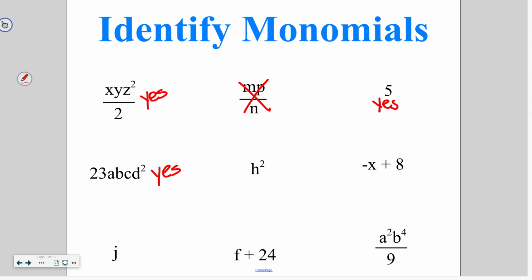The next one, we've just got a variable with a positive exponent, so it's yes. Our next one, we've got addition involved, so we're going to toss that out, not a monomial. Variable by itself is a monomial. Addition tosses it out again, and then we're back to exponents and division. There is no negative exponents, and we're dividing by a number instead of a variable. So this one is, yes, a monomial. If you have questions about what a monomial is, please let me know when you get to class.